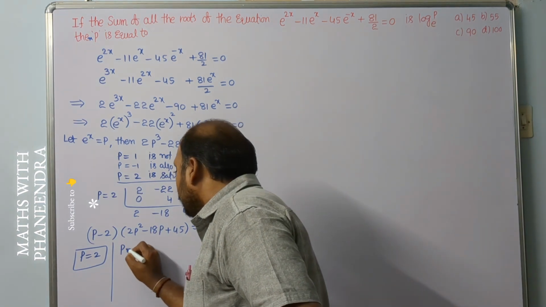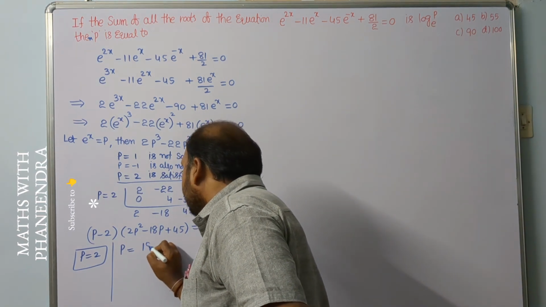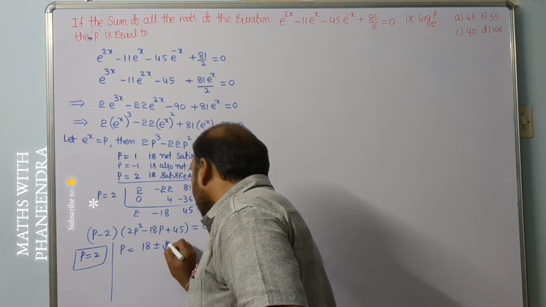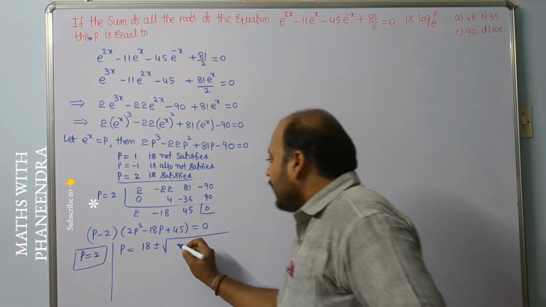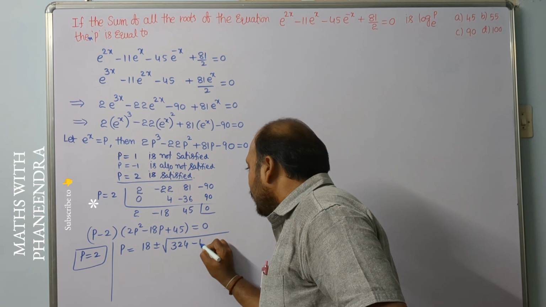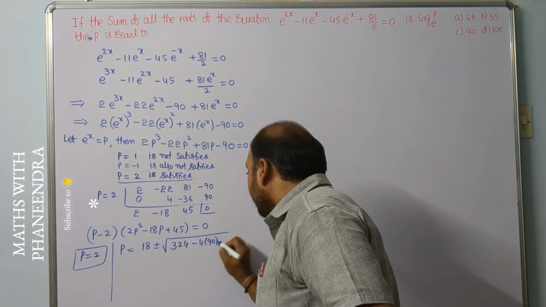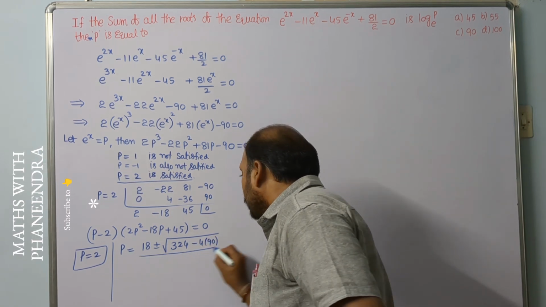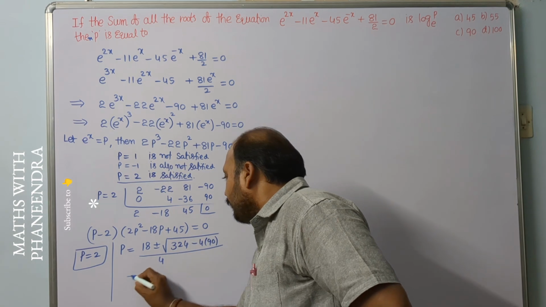So p equals minus b, that means minus of minus 18, plus or minus root over b squared, 18 squared, 324, minus 4 into 2 into 45, divided by 2a, that means 2 into 2, 4.